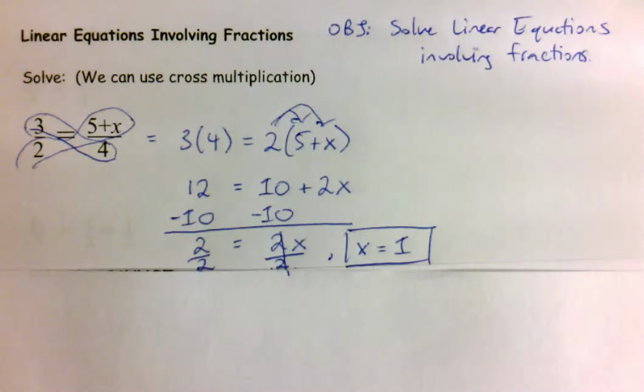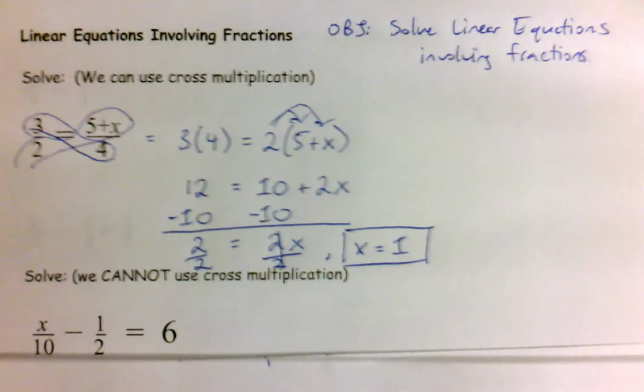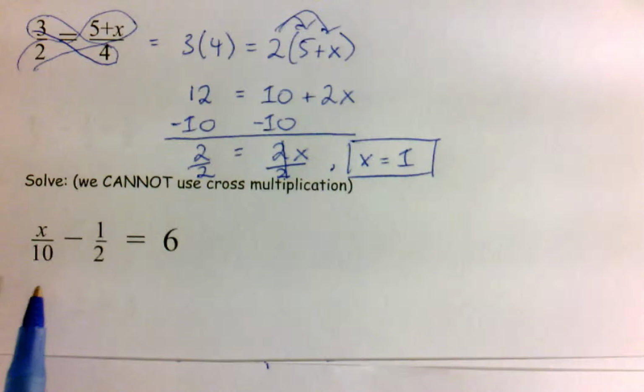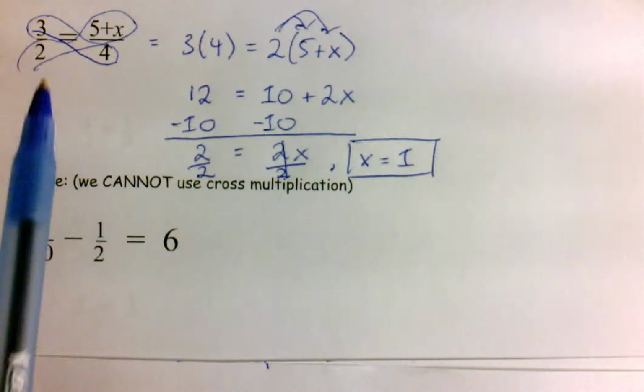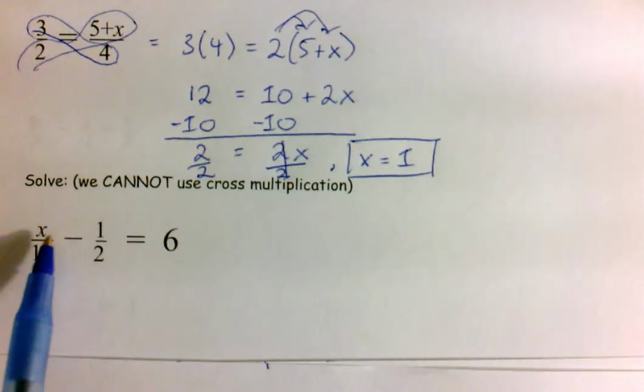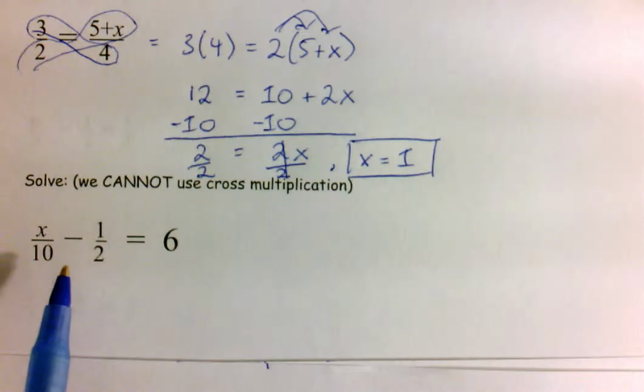Now let's look at our next example. It asks us to solve the equation. We have x divided by 10 minus 1 half equals 6. And again, we're asked to solve, but our hint here says we cannot use cross multiplication. So I'm looking at this equation and I'm wondering why I can't use cross multiplication as I did in the first case. And I see the reason is I have this fraction minus this fraction on one side of my equation. So I can't cross multiply on the same side of the equation.